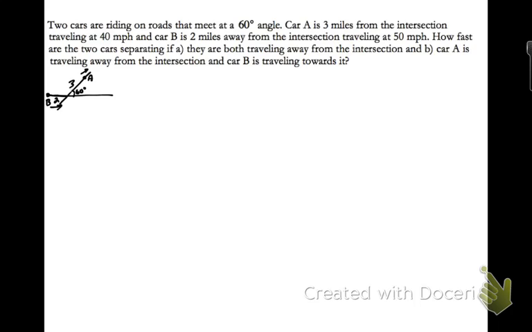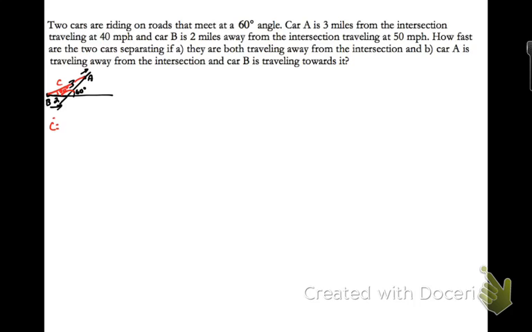And again, the question is, how fast are the two cars separating? So this time, what we're looking at, in a sense, is this length. Notice the angle that relates everything is different. Right? If this is 60, then the angle we're looking at is 120 degrees, because they would be supplementary. So it changes some things for us.